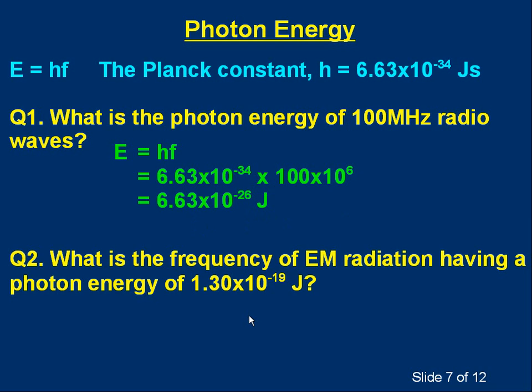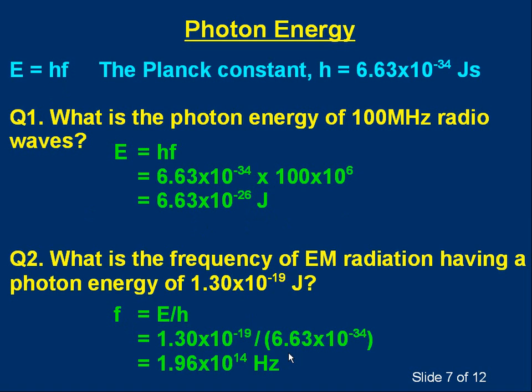For the second question, well, let's rearrange our formula. f is E over h. Put the numbers in. We know what E is, given in the question. Divide it by h. Round the answer to 3 significant figures to match the data. And 1.96 times 10 to the 14 hertz. That's a pretty high frequency. Let's move on.